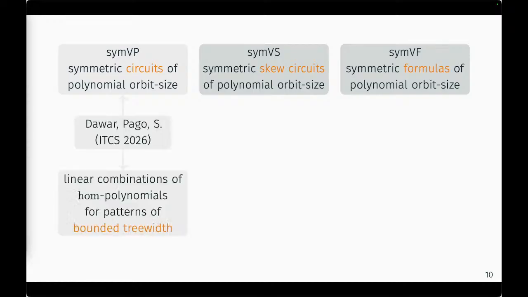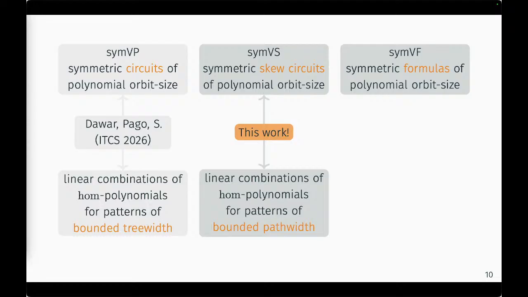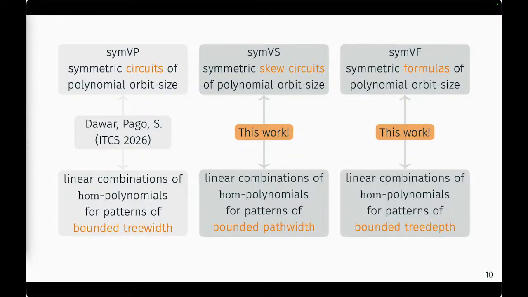So in this ITCS paper, we showed together with Benedict that the polynomials in symVP are precisely those that are linear combinations of homomorphism polynomials for patterns of bounded tree width. Right? Okay. Yes, and we extend this to symVS and symVF. The statements are exactly the same, only that you have to replace tree width by path width and tree depth. Yes, and Anush told you that tree width sort of measures how tree-like a graph is, path width measures how path-like a graph is, and tree depth, some people say, measures how star-like a graph is. So these are more and more restrictive complexity notions for graphs.